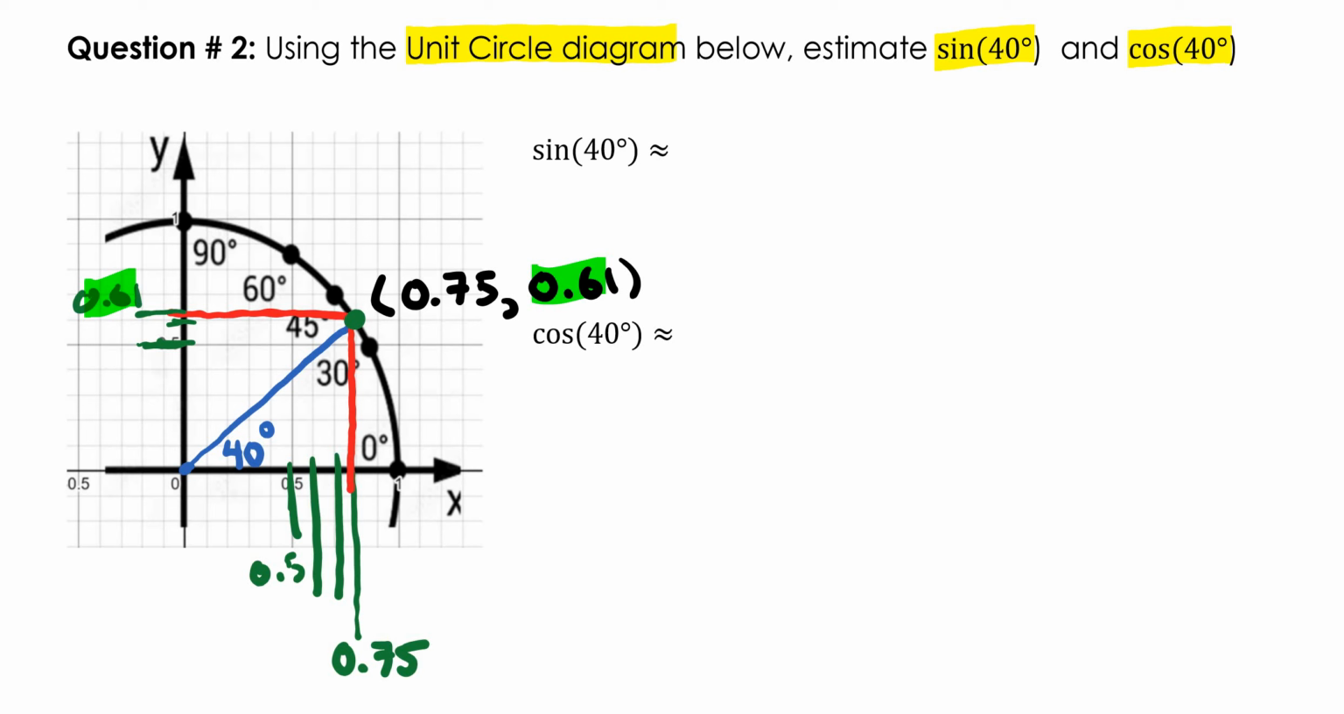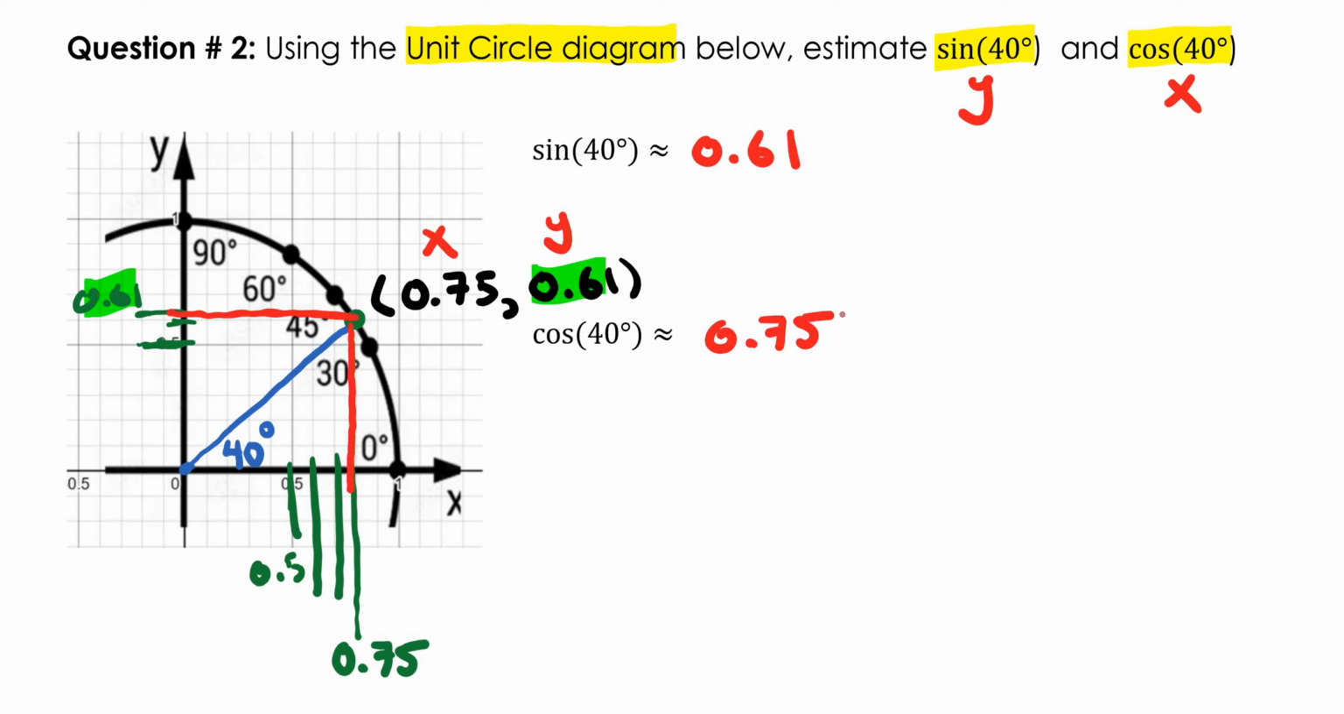So that's an estimate, right? So we know that this is your x value, this is your y value. We know cos is x and y is sine. So that means sine 40 degrees is roughly 0.61 and cos 40 degrees is roughly 0.75.